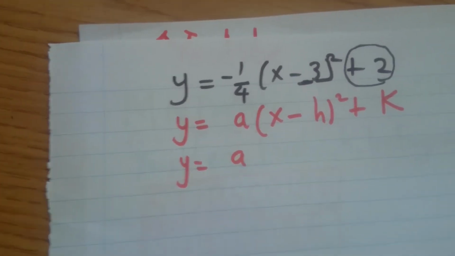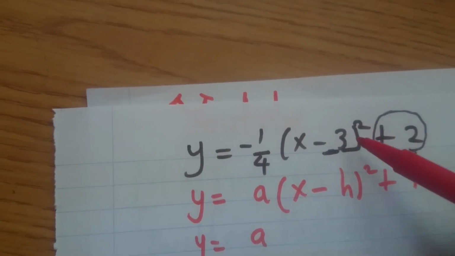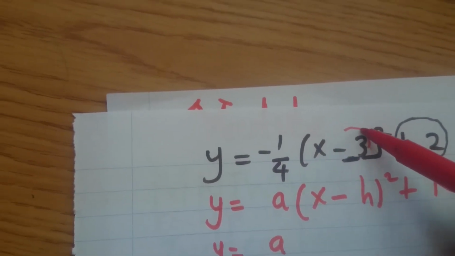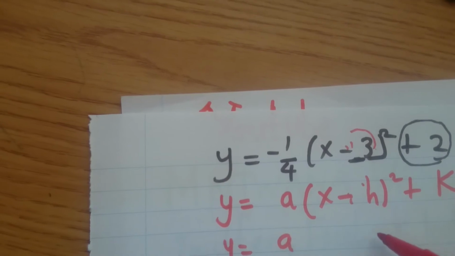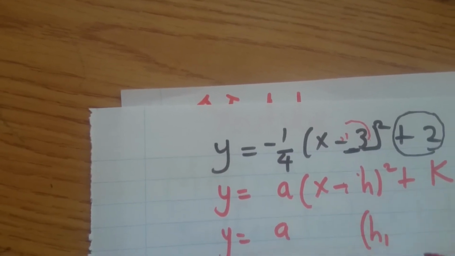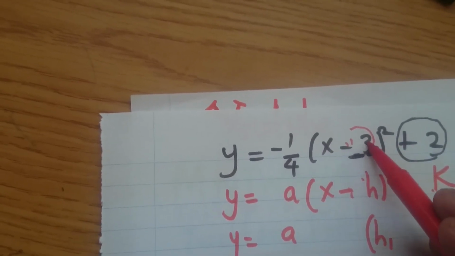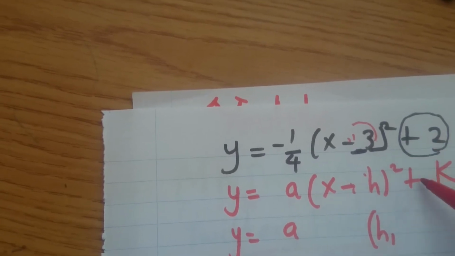So for that case, my turning point: I told you in the previous example, if these signs are the same, then our h at the turning point, the vertex, is positive 3. But if it's different, they say negative. But you see, it's the same.